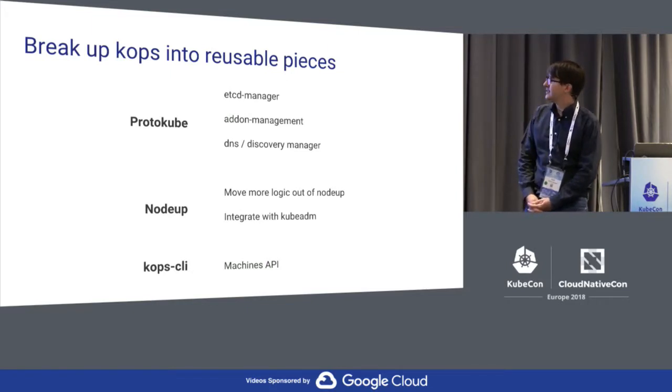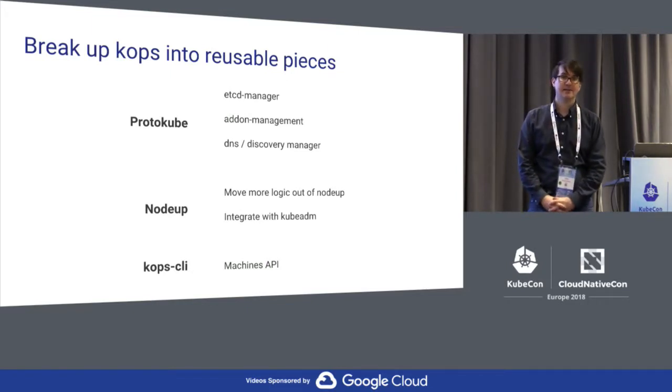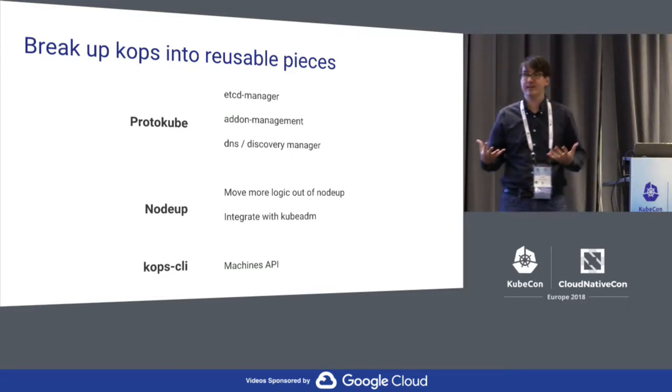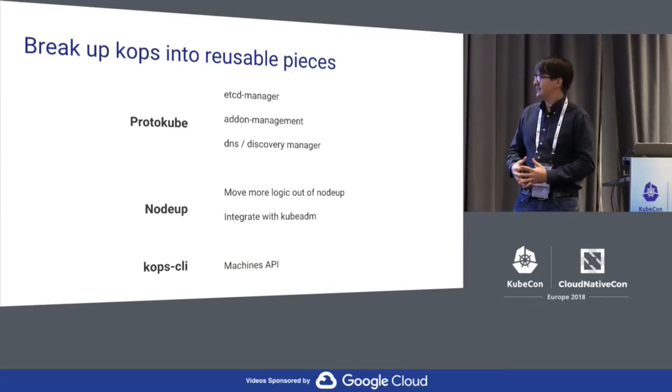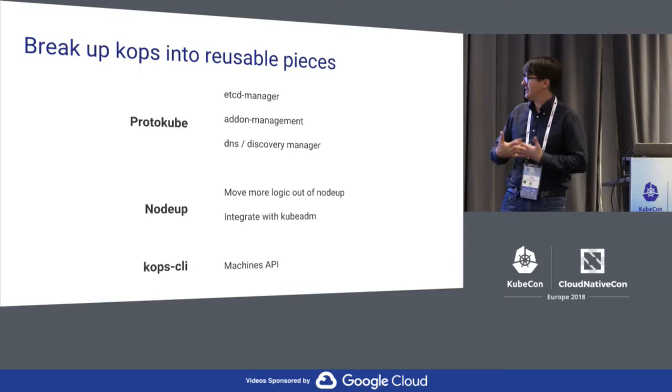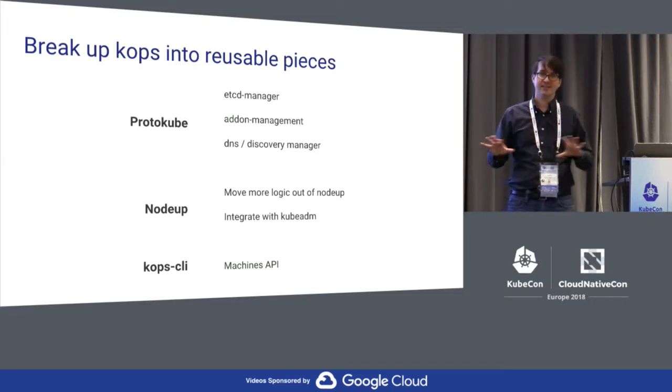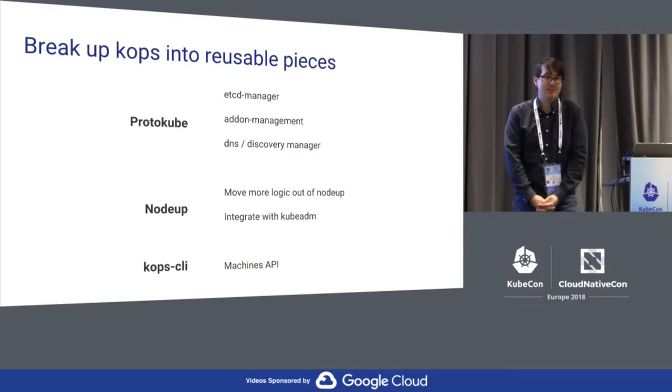And then the kops CLI, there's this amazing effort called the Cluster API or the Machines API, which is going to bring machine management into Kubernetes or the Kubernetes API itself. We're going to adopt the Machines API, and by doing that, again, we're going to hopefully make the kops CLI itself just be a very simple, much easier piece. So breaking it all up so that everything is more reusable and easier to understand.